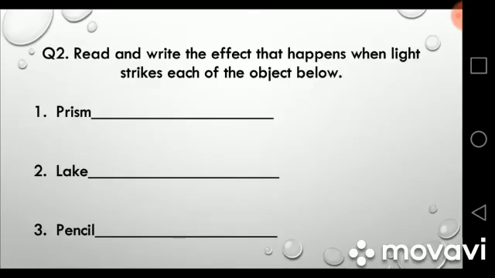Question number 2. You have to read the whole paragraph that is given in your textbook and write the effect that happens when light strikes each of these objects. Number 1, prism. Number 2, lake. And number 3, pencil. You have to tell whether absorption, refraction, reflection, or any other phenomenon of light will happen.